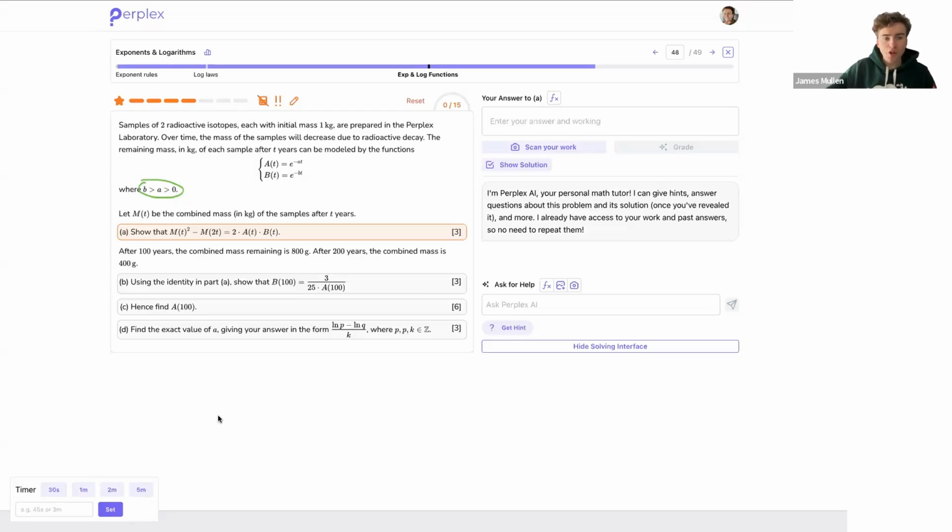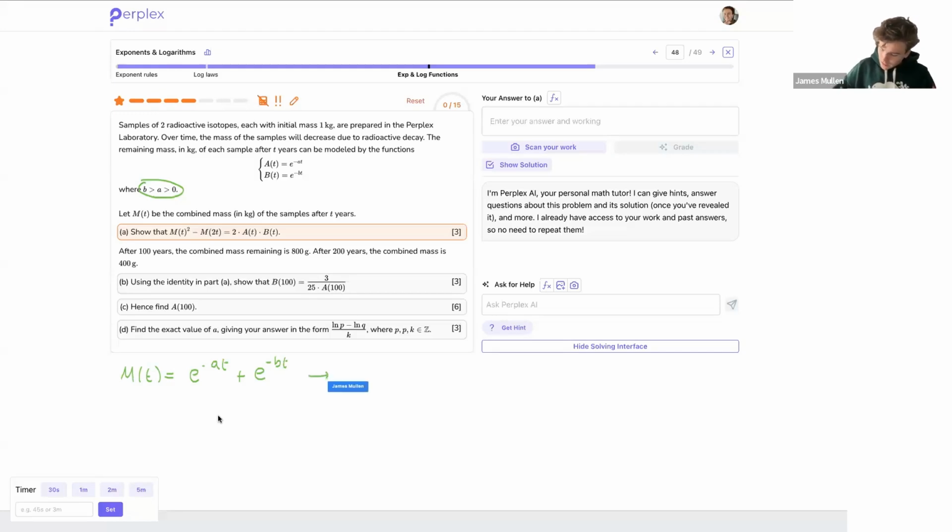So the first step is to show that m of t, which is the combined mass, satisfies this equation. So let's first write out what the combined mass is. So m of t is equal to e to the negative at plus e to the negative bt. All right? And the question wants us to show that if I take m of t and I square it and I subtract m of 2t, I get 2 e to the negative at times e to the negative bt. Okay, so let's start by squaring m of t.